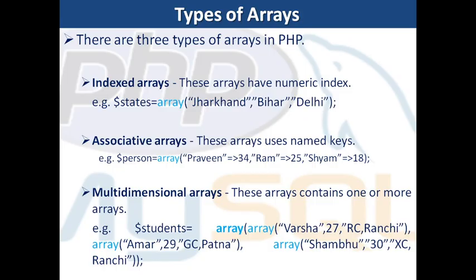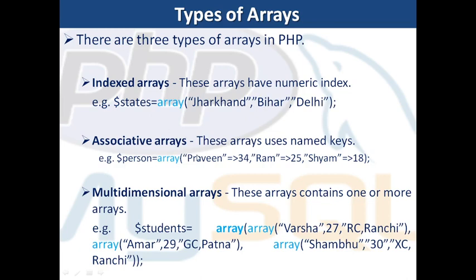There are three types of arrays in PHP: indexed arrays, associative arrays, and multidimensional arrays. Indexed arrays have a numeric index. For example, a $states array with Jharkhand, Bihar, Delhi. Its index starts from 0, 1, and 2.